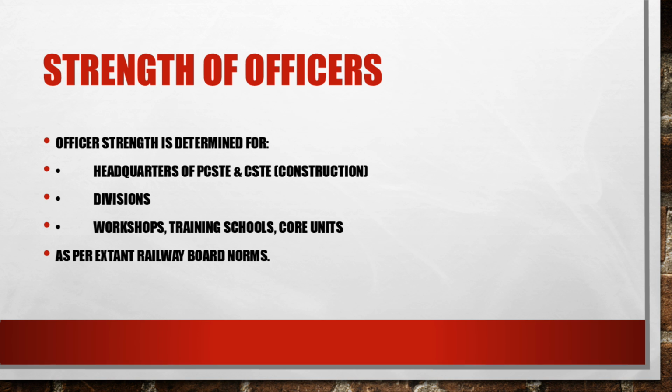Strength of officers. According to the manual, the strength of officers in the headquarters of PCSTE, CSTE construction, divisional units, and other specialized S&T organizations must follow Railway Board norms. This ensures uniformity and a proper distribution of manpower across the railway zone.